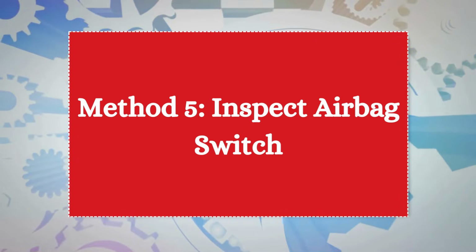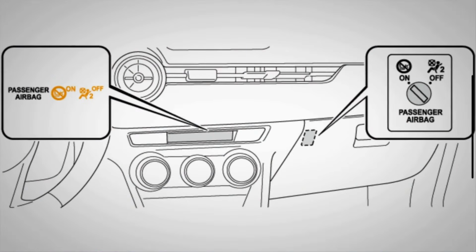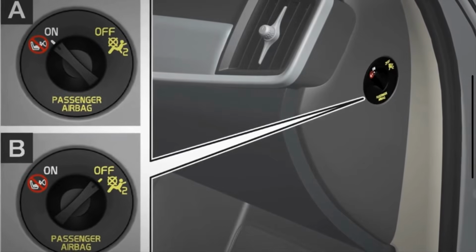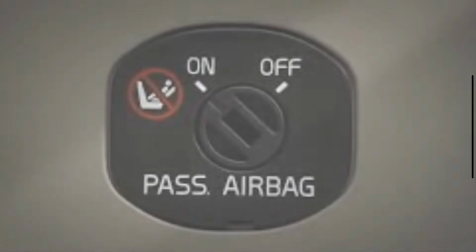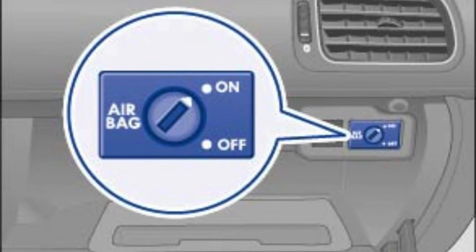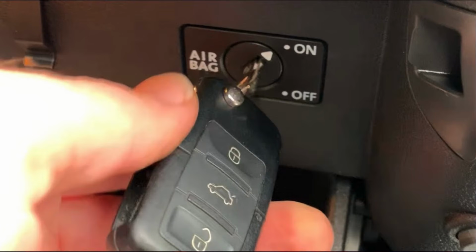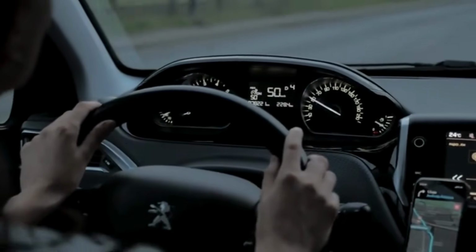Step 5. Check airbag switch. Some vehicles have a manual airbag deactivation switch, usually found on the passenger side. Look on the dashboard of your vehicle for a passenger airbag or airbag button. With your vehicle on and running, try pressing this button or flipping the switch. If the airbag light shuts off, you likely just bumped the airbag button accidentally.